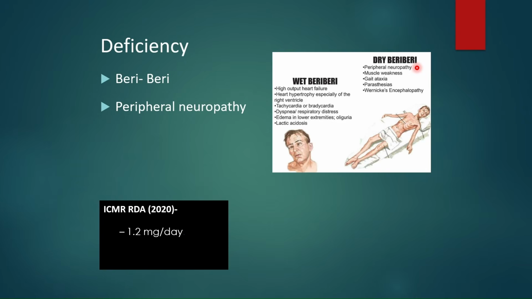Wet beriberi has symptoms like high output heart failure, heart hypertrophy, especially in the right ventricle, dyspnea, edema, and lactic acidosis. Symptoms of dry beriberi include peripheral neuropathy, muscle weakness, gait ataxia, Wernicke's encephalopathy, etc. ICMR recommended daily allowance for thiamine is 1.2 milligrams per day.